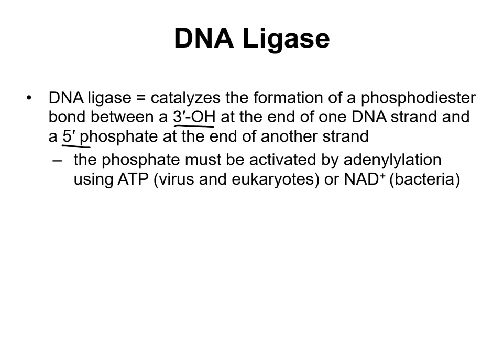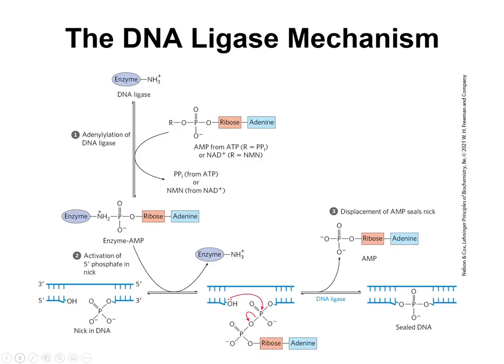We're looking at making a link between the 3' OH and the 5' phosphate at the end of another strand. The phosphate actually has to be activated by adenylation, which uses ATP in viruses and eukaryotes, or NAD, which happens in bacteria. Again, you can see how spendy this whole DNA replication thing is. Lots of ATP being used.